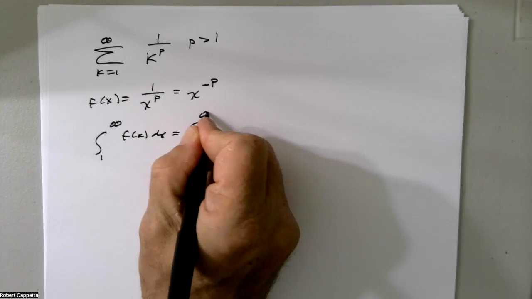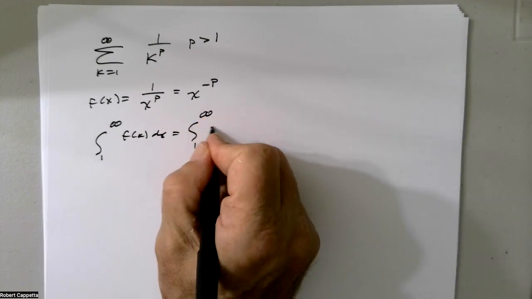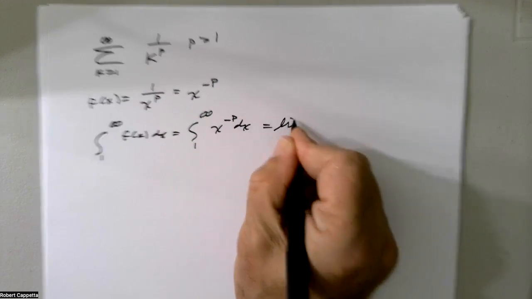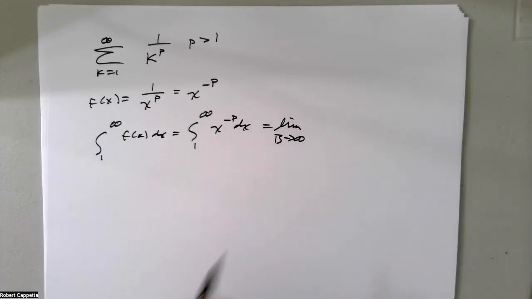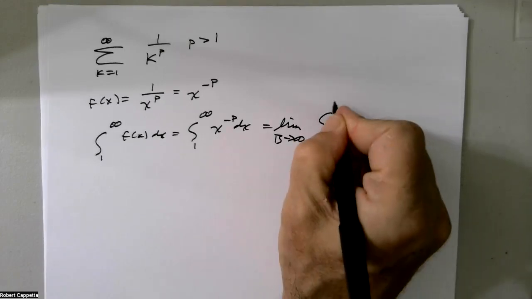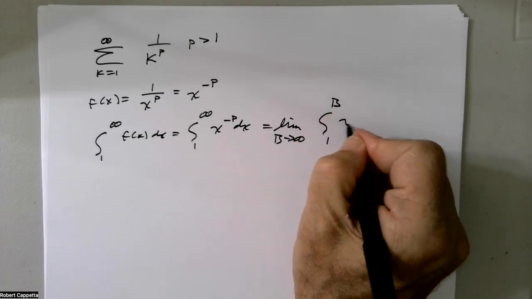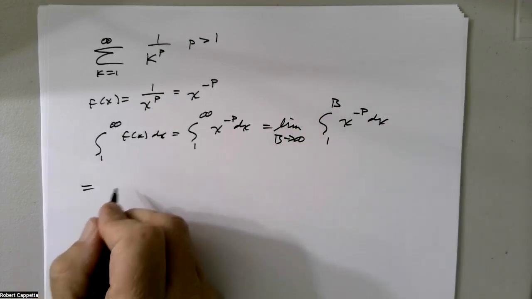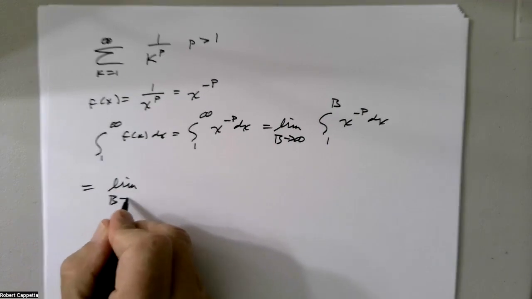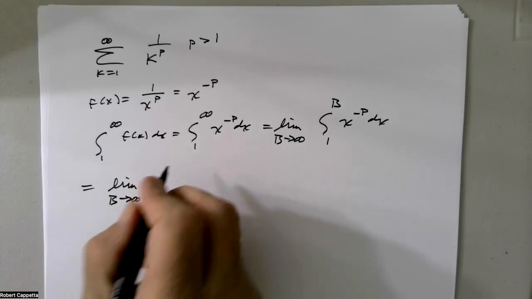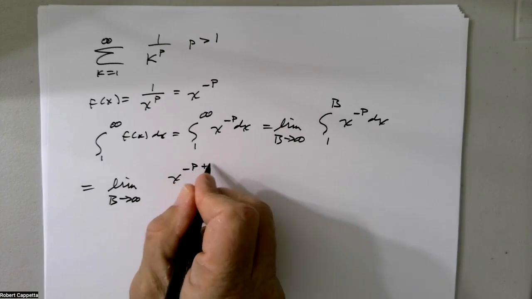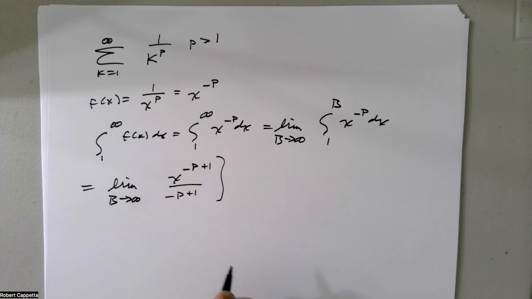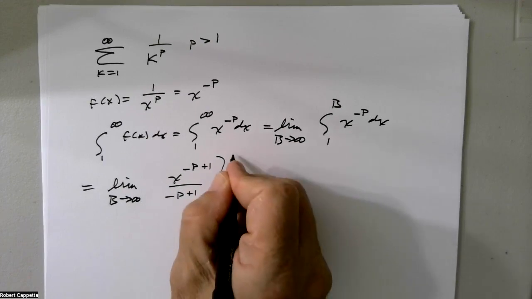This is the integral from 1 to infinity of x to the negative p dx, which is the limit as b goes to infinity of the integral from 1 to b of x to the negative p dx, which is the limit as b goes to infinity of x to the negative p plus 1 over negative p plus 1, evaluated as x goes from 1 to b.